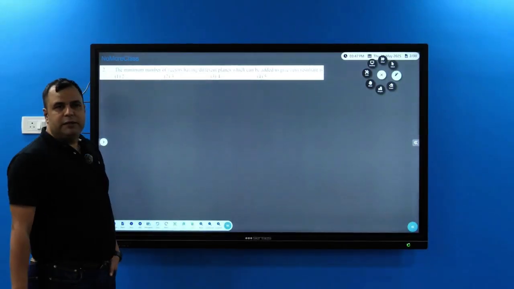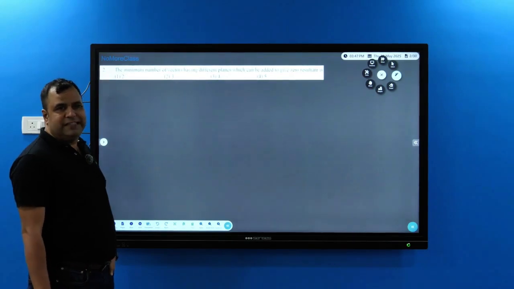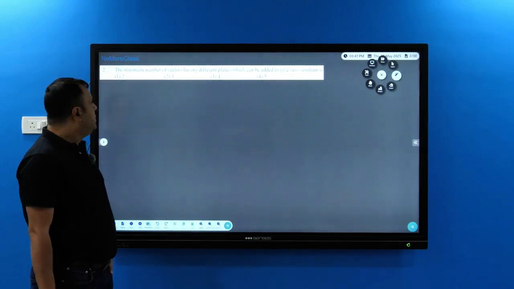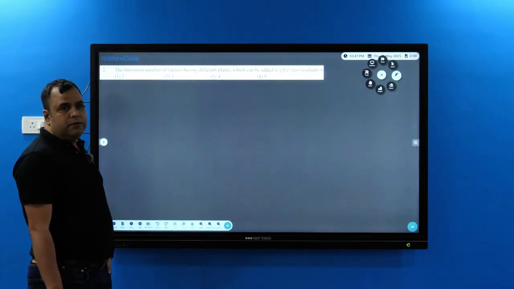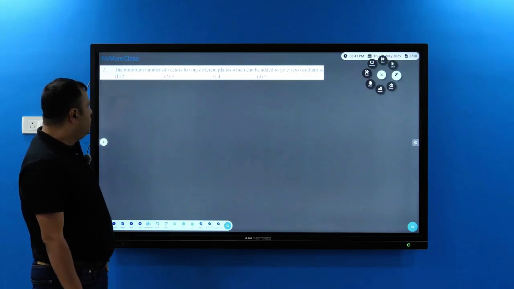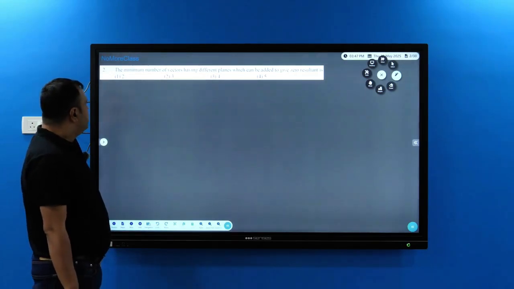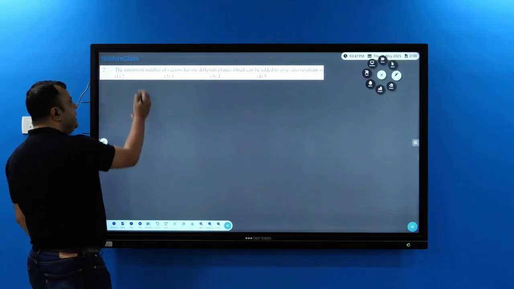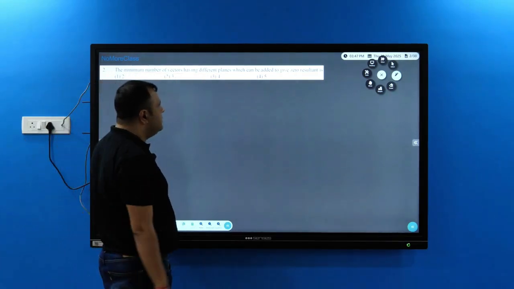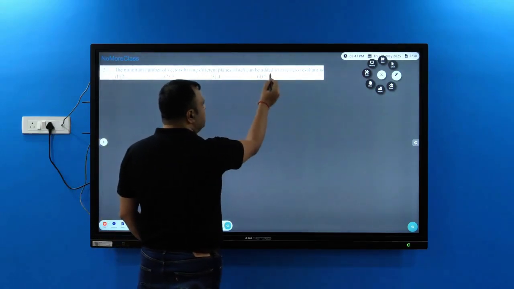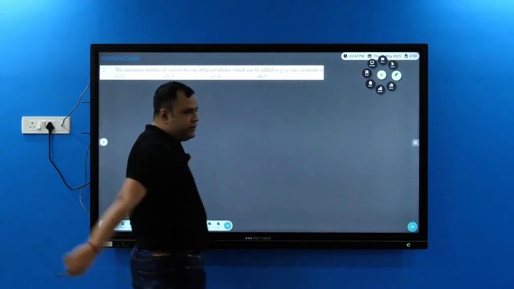Now we'll solve question number 2 of the exercise from the vectors chapter. Question number 2: what is the minimum number of vectors having different planes which can be added to give a zero result?